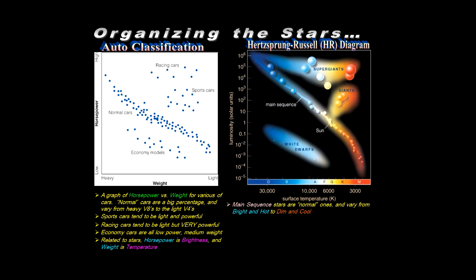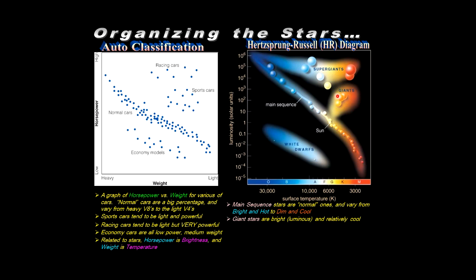Turns out it's just where the stars are fusing hydrogen. So the normal ones vary from bright and hot, there's bright and hot over here, all the way down to cool and dim. So that's the same as with the cars on the road. Light and low powered to heavy and high horsepower.